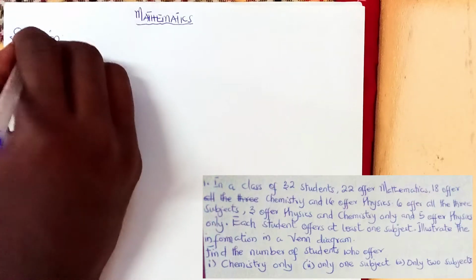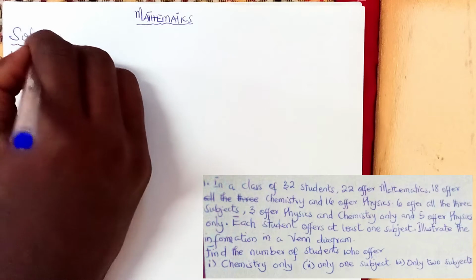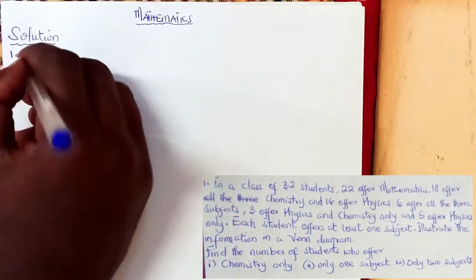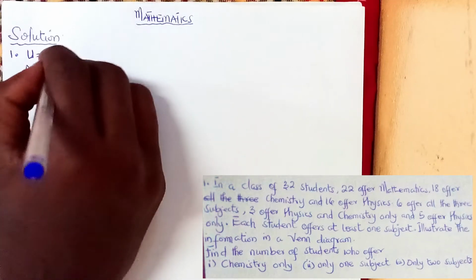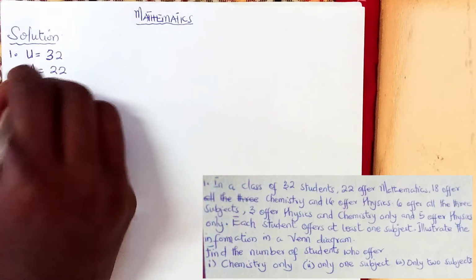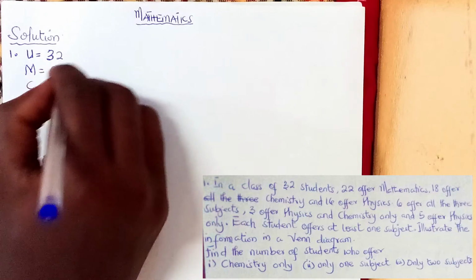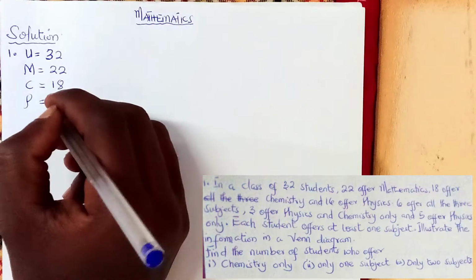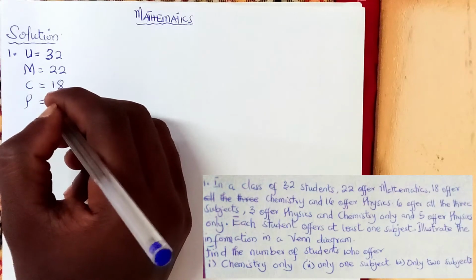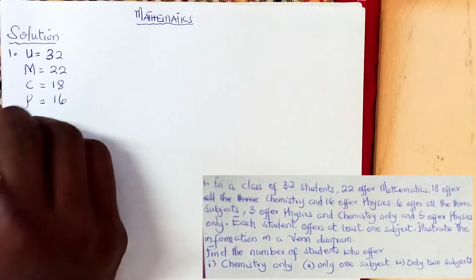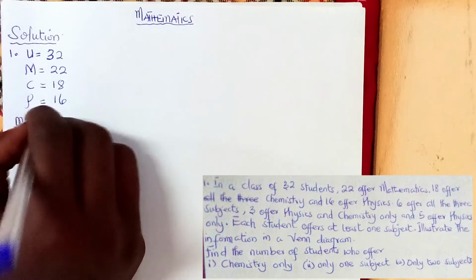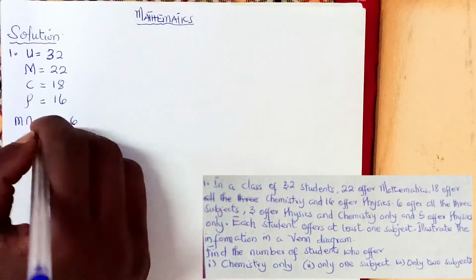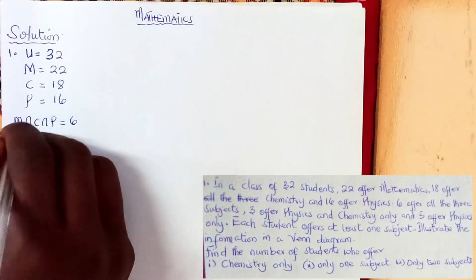Therefore, we have our universal set to be 32 students. The number of students that offer mathematics is 22, that of chemistry, 18, and physics, 16. Not forgetting 6 offer all the 3 of the subjects. So we have M intersection C intersection P equals 6. Whereas 3 offer physics and chemistry only.